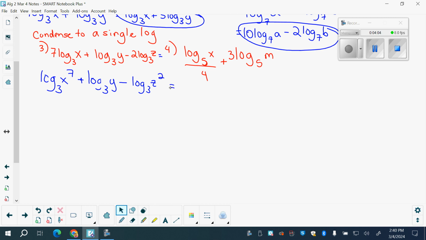So now I can write it as 1 log. So it becomes log base 3 of x to the 7th. Where does the y go? On the top. And where does the z to the 3rd go? Down on the bottom. So the subtraction means division. So that's log base 3 of x to the 7th y over z to the 3rd. I'm going to rewrite this y. It's a little unclear.